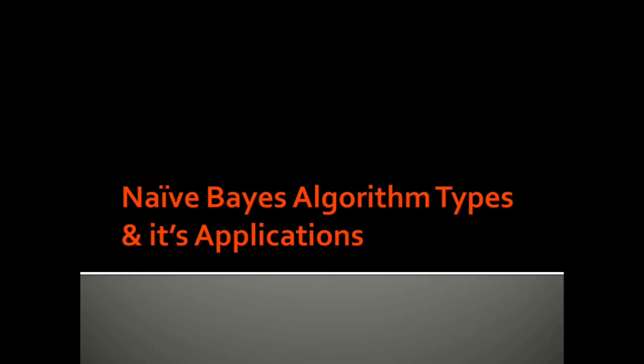In today's video, we will be seeing the Naive Bayes algorithm types and its different applications. In the previous video, we have seen what is meant by the Naive Bayes algorithm, its basic introduction, and the formula which is used to calculate. The link to that video will be in the description. You can go through it.